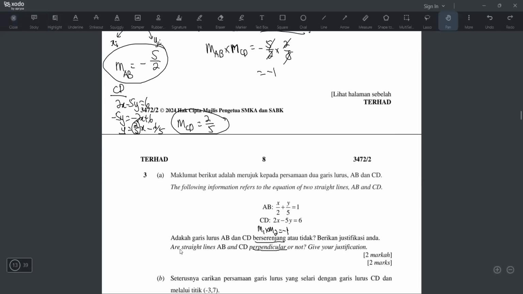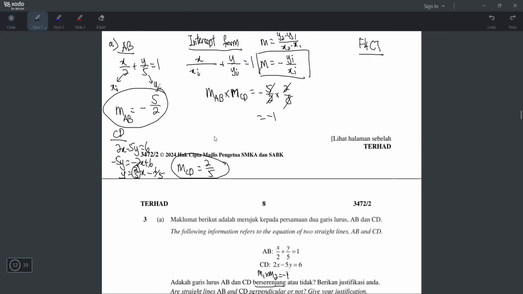So the soalan says, straight line AB and CD perpendicular or not? Give justification. So we can say yes, AB and CD are perpendicular. Because, okay, dia ada suruh tulis sebab. Because, why? Apa pasal you cakap dia perpendicular? Kenapa you cakap dia berserenjang? Because the M AB times with the M CD is equals to negative 1.